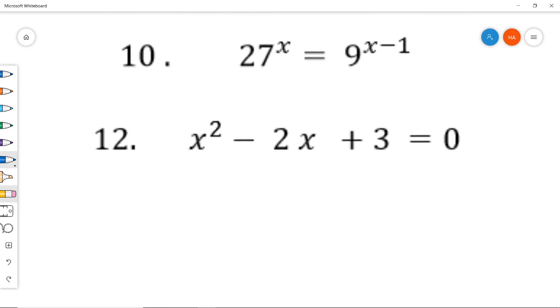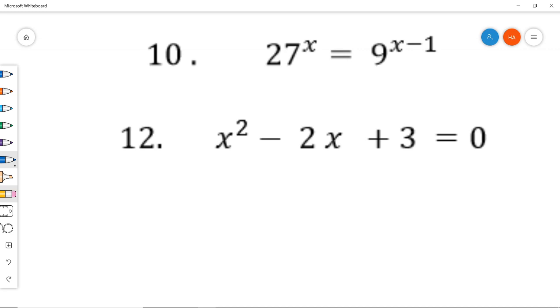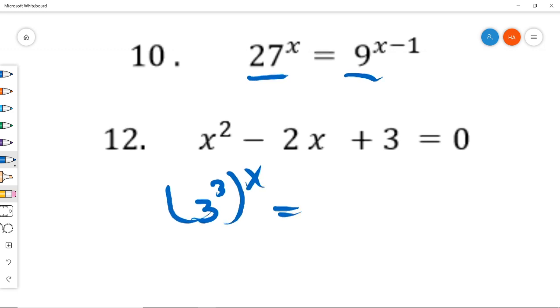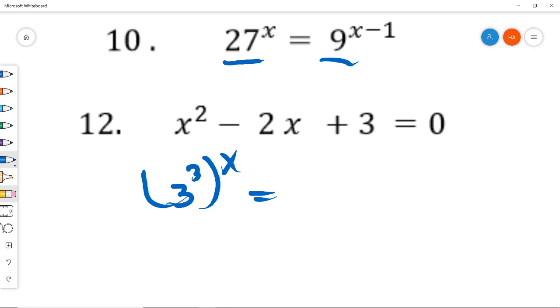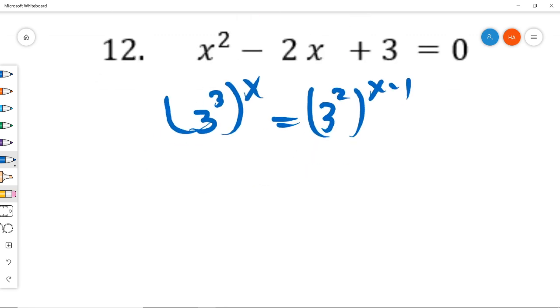The variable we can solve it by making the base the same base. Here 27, here 9. We know that 27 is 3 to the power 3. We also have the power x. In the right hand side, 9 is 3 to the power 2, to the power x minus 1. Simplifying this, we get 3 to the power 3x.